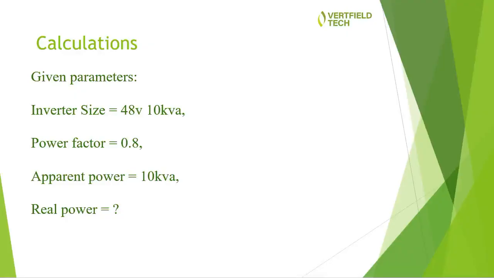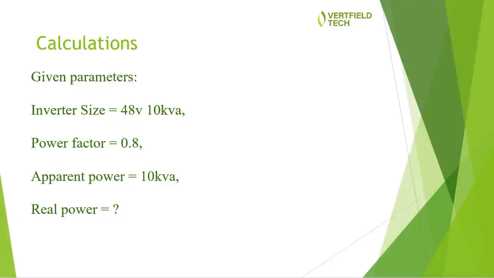We are now here to do the basic calculations, which is also very simple. We have been given a question that says the inverter system is 48 volts, 10 kVA with a power factor. Firstly, let us get out the given parameters: the size of the inverter, which is 10 kVA, 48 volts, and the power factor, which was given as 0.8.